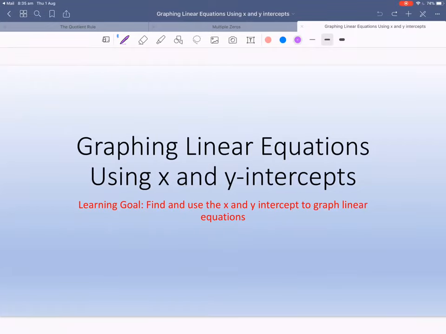In this lesson we're going to learn how to graph linear equations using x and y-intercepts. Hopefully by now the y-intercept is something that you can just read from a graph, especially if it's written in this form, y = mx + b, where m is the gradient and b is the y-intercept. But the beauty of this method is that even if it's not written in that form, we can still graph linear equations. Okay, let's go.